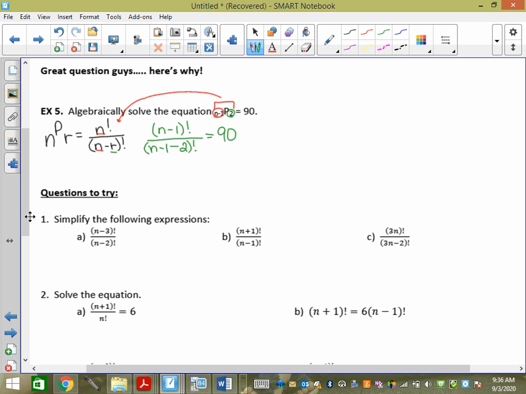So now we can reduce this. We can get n minus 1 factorial over n minus 3 factorial equals 90. You guys try this one.